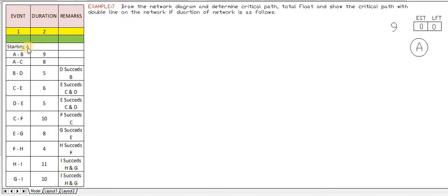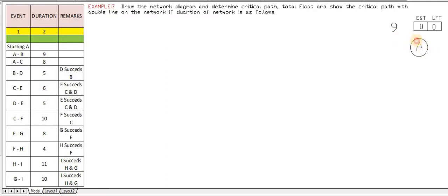So the starting point is A. Here it is stated that the activity will start from event A. So first we will draw A. Also, the A to B event has a duration of 9, and A to C, that means A is the starting point for both B and C. B event and C event start from the same point, that is A. So A to B is 9, and A to C is 8.